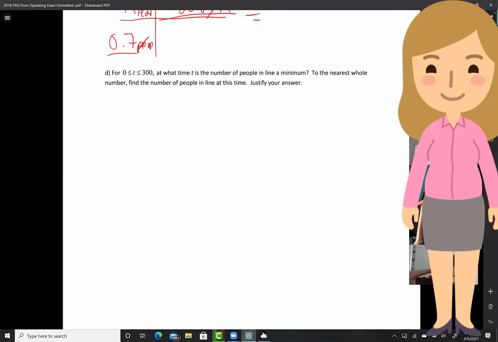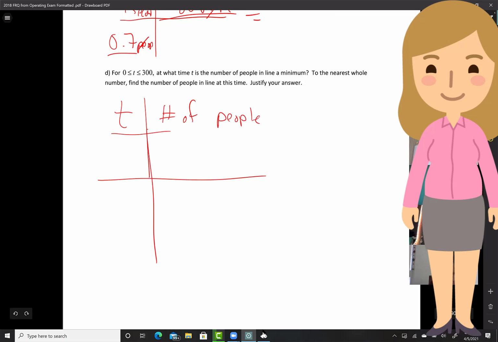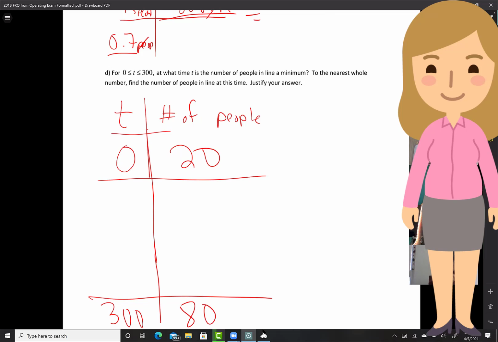For 0 less than t less than 300, at what time t is the number of people in line a minimum? To the nearest whole number, find the number of people in line at this time, justify your answer. Okay, so here we go. What I would do right off the bat, I would do a table. T and then number of people. I do not know how many I need because I know that I have a min. I know at 0 I have 20 people. And I know that at 300 I have 80 people. Those are already calculated. We already did those.